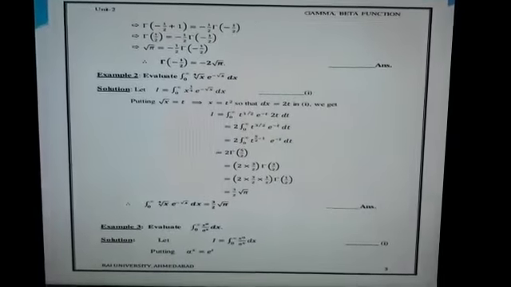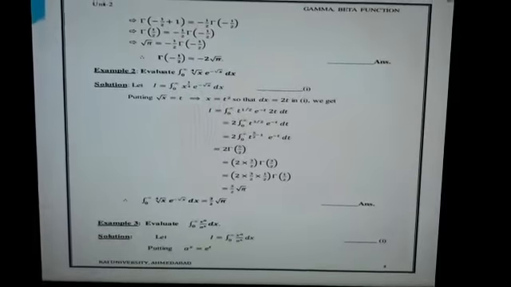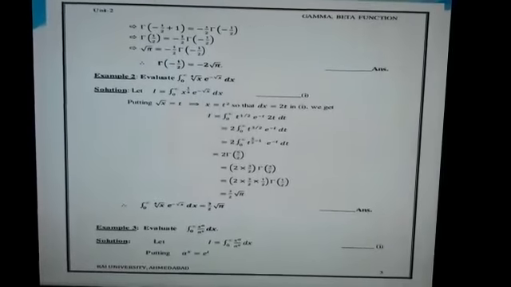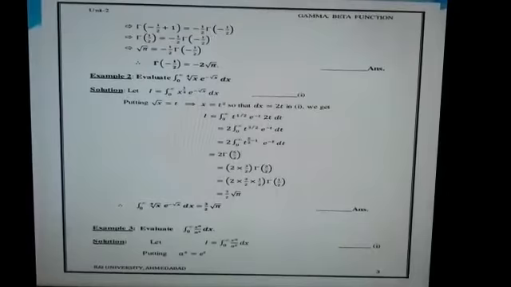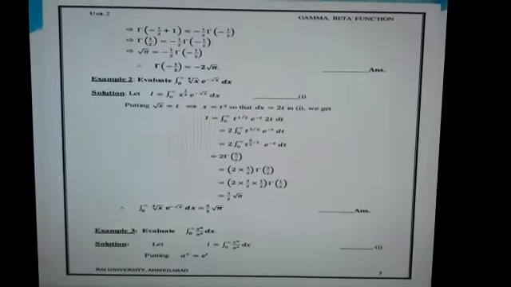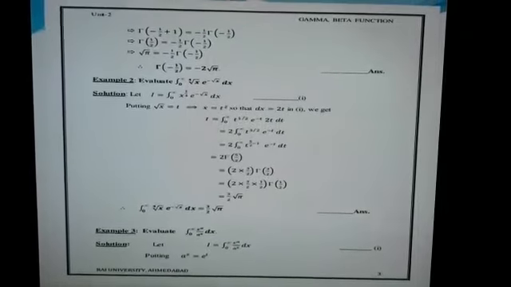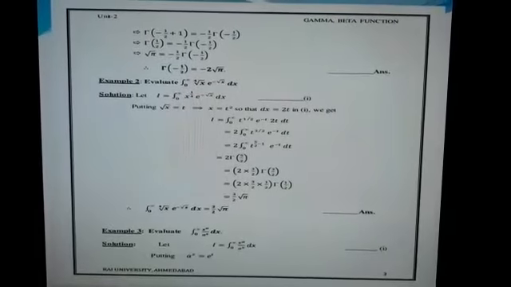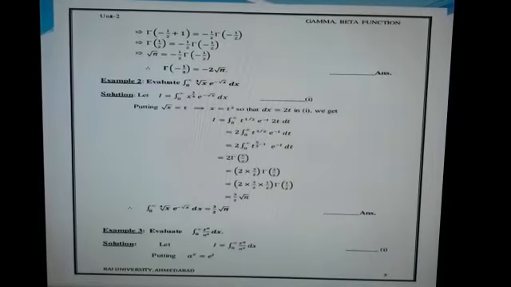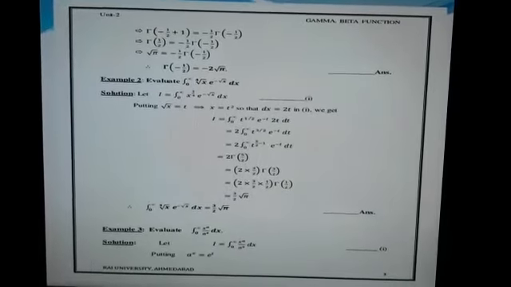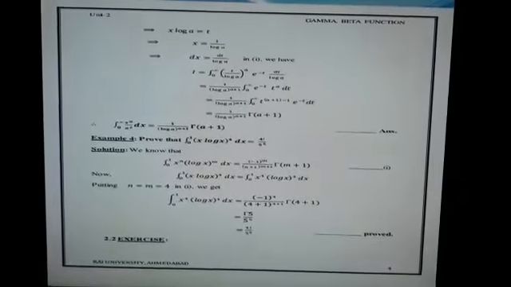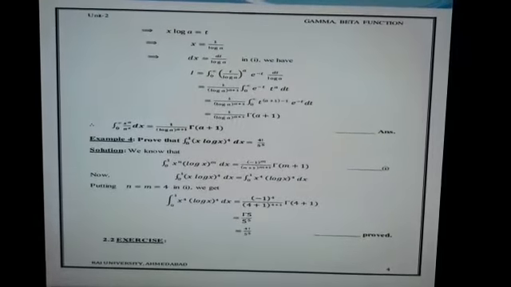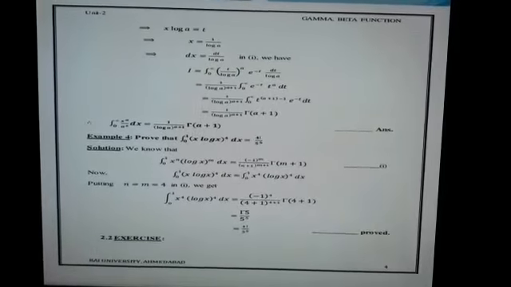So next example we will take limits 0 to infinity, x to the power 1 by 4 e to the power minus root x dx. So we can solve easily with the help of gamma functions. Next, example 3, 0 to infinity, it is very easy, we can solve gamma functions. So next, example 4, 0 to 1 x log x to the power 4 dx.